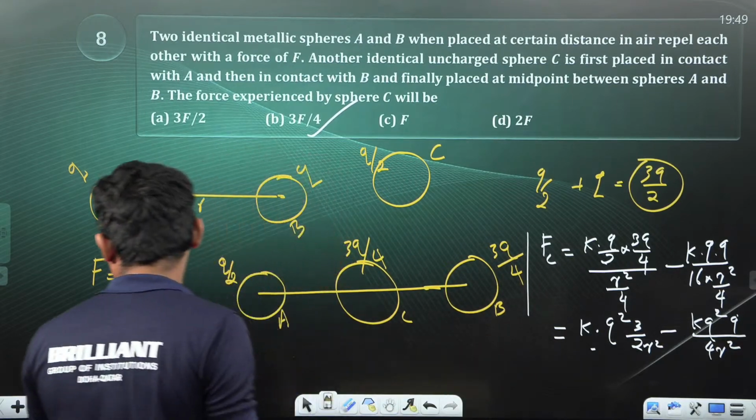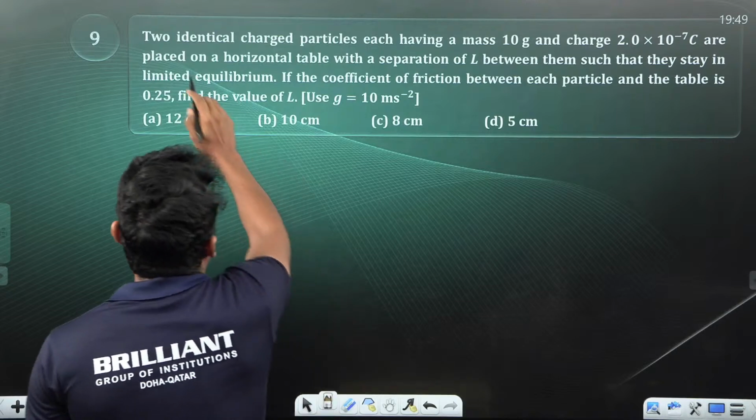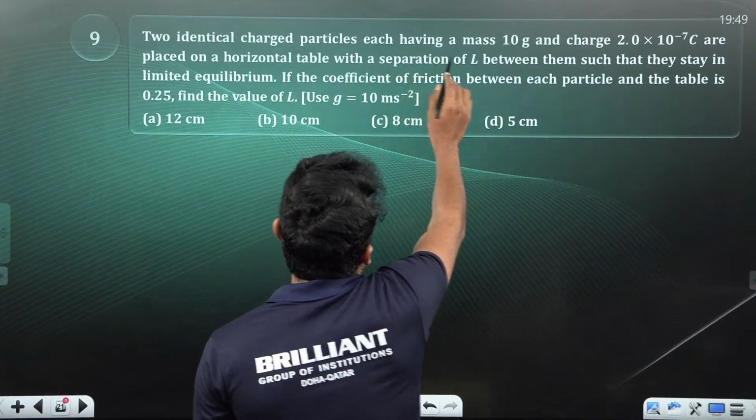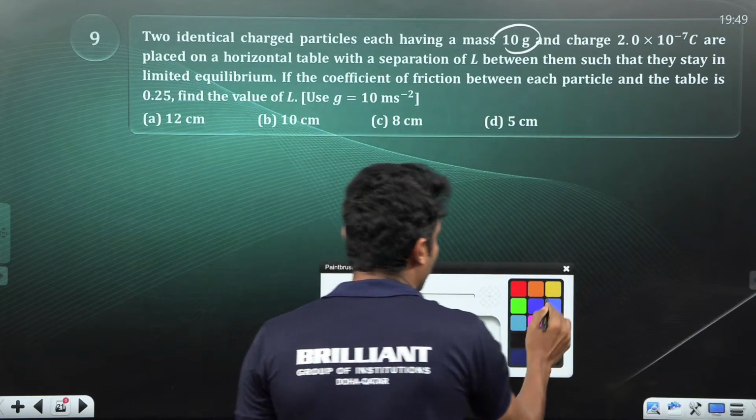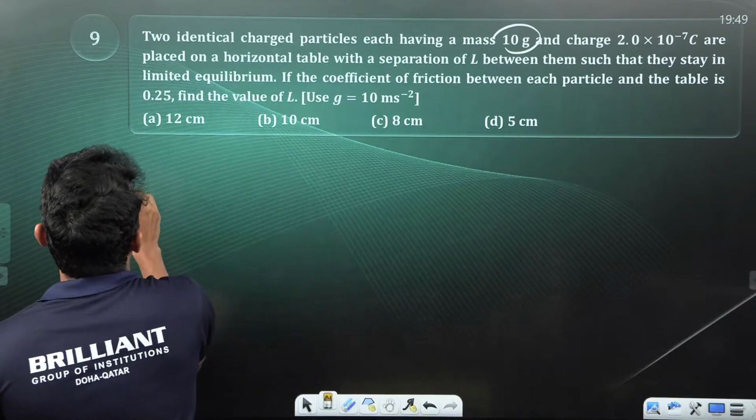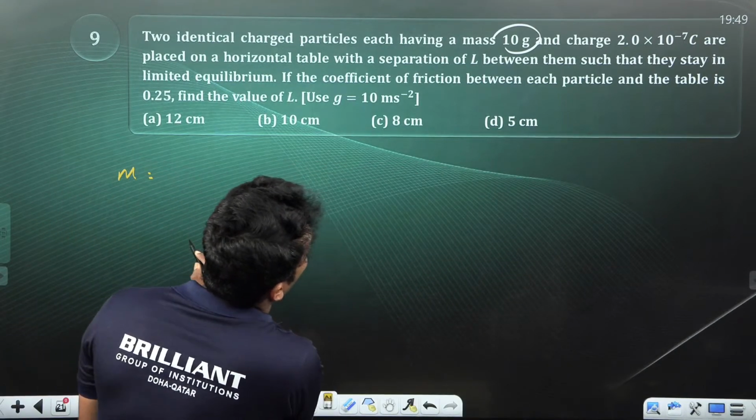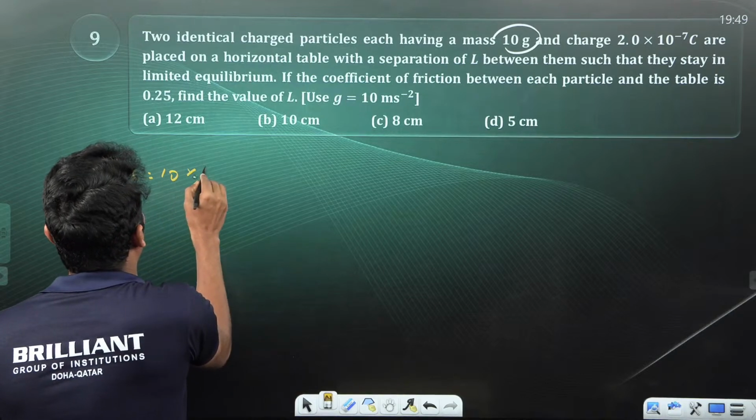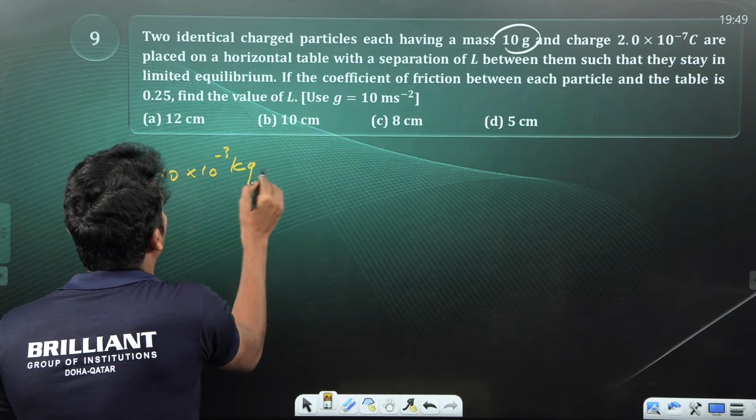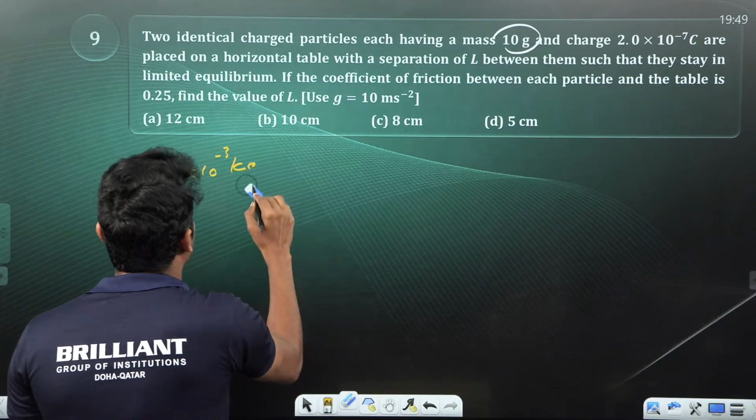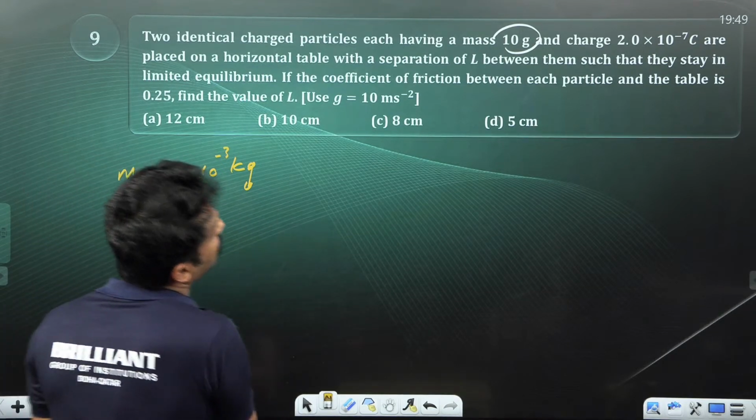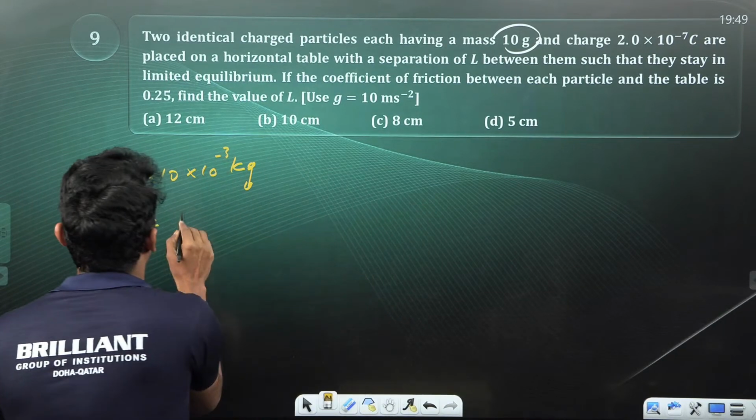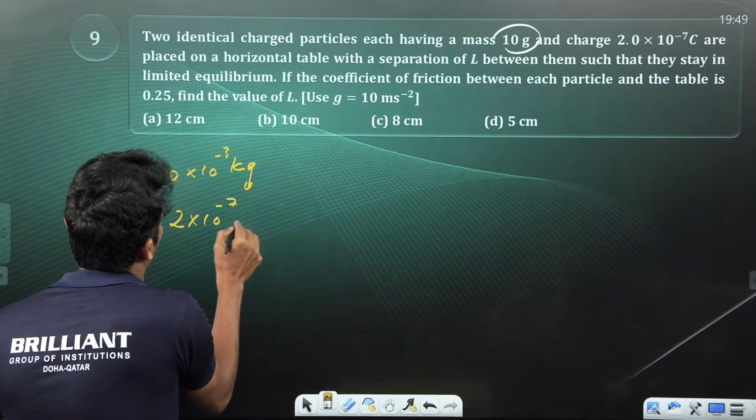Moving to the next question, number 9. Two identical charged particles each having mass 10 gram, that is 10 into 10 raised to minus 3 kilogram, and charge value q on each is 2 into 10 raised to minus 7 coulomb. This is the data given here.